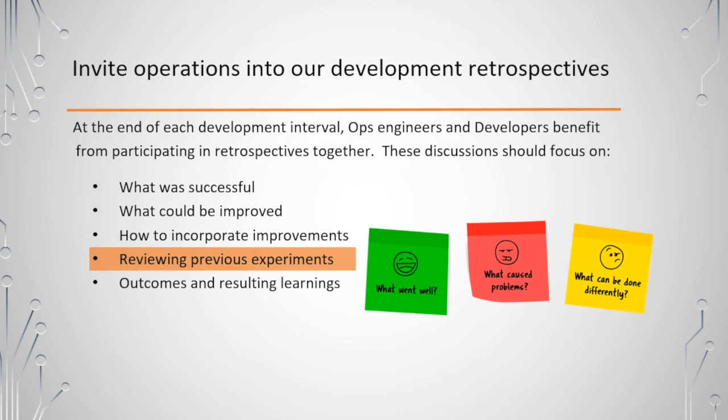Reviewing previous experiments. Using metrics throughout each development cycle and experimenting with how we do our work is important for improving workflow. Retrospectives are the perfect place to review the results of these experiments and determine any course changes needed based on those results. Outcomes and resulting learnings: finally, discussing anything else that was learned or noticed adds value to the discussion and will bring to light insights and perspectives that could influence how we do our work.